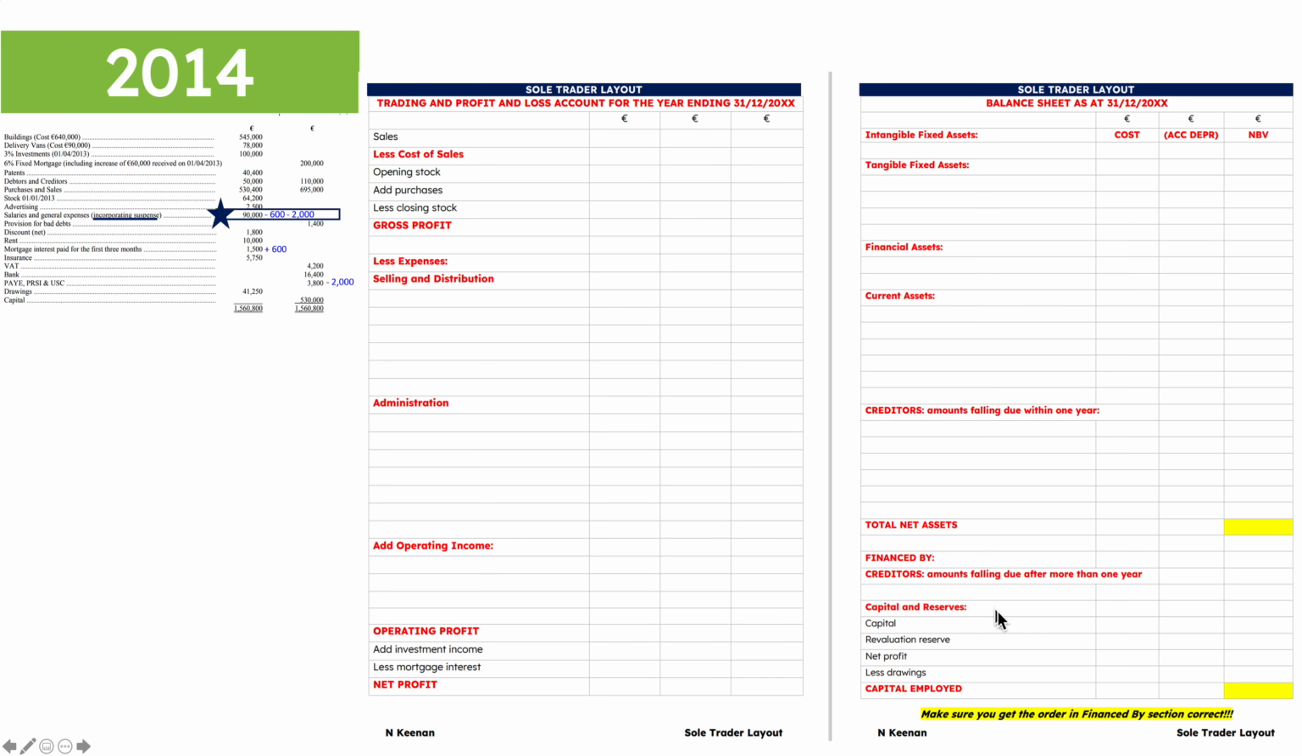So how does it look then in the book? So our salaries and general expenses, 90,000 minus 600 minus 2,000. Our mortgage interest due will be 2,100 instead of 1,500. And the PAYE, PRSI, USC will be our 3,800 liability minus the 2,000 there.